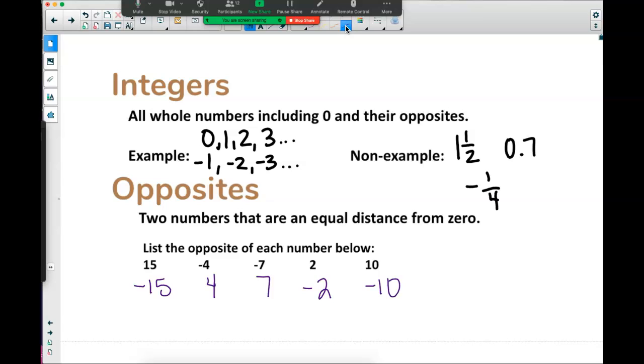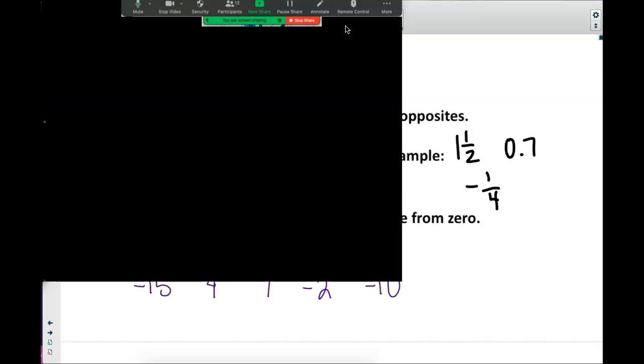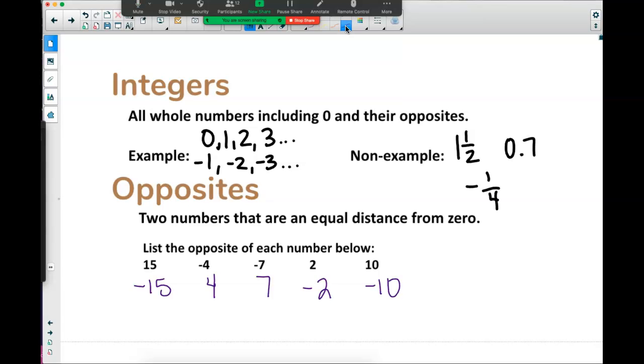Questions on that part? Do you need a second to finish writing? Some of you. And remember, I'm going to post these on Canvas, so you'll be able to come back to the notes if you need to.